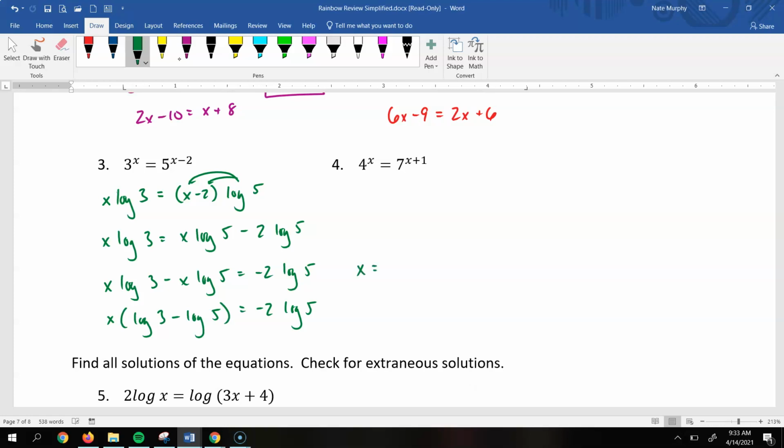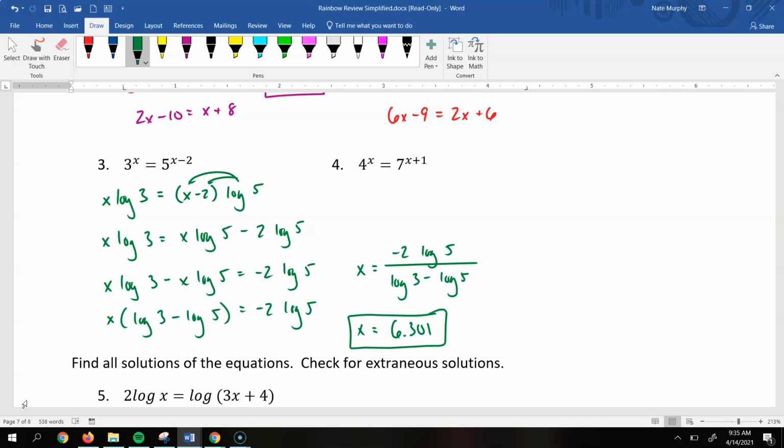But I'm just going to write it like this. We'd have x equals negative 2 log of 5 divided by that entire quantity, log of 3 minus log of 5. And when you do that, you get 6.301 as your final answer. Okay, let's look at number 4.